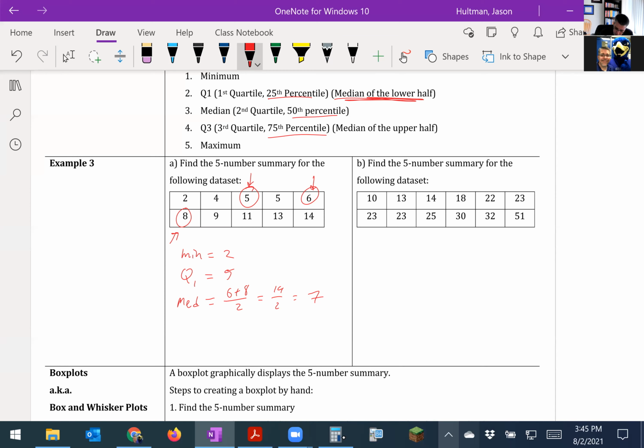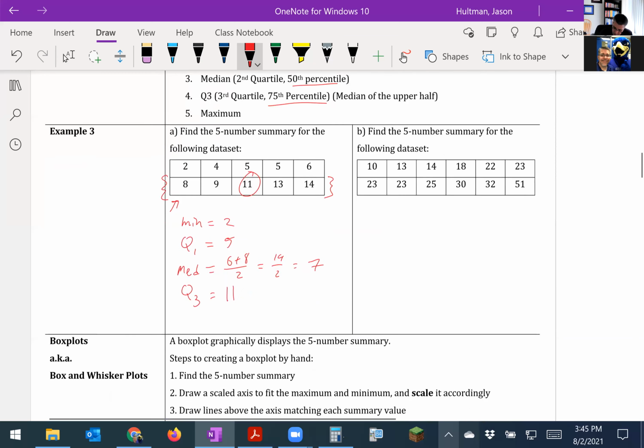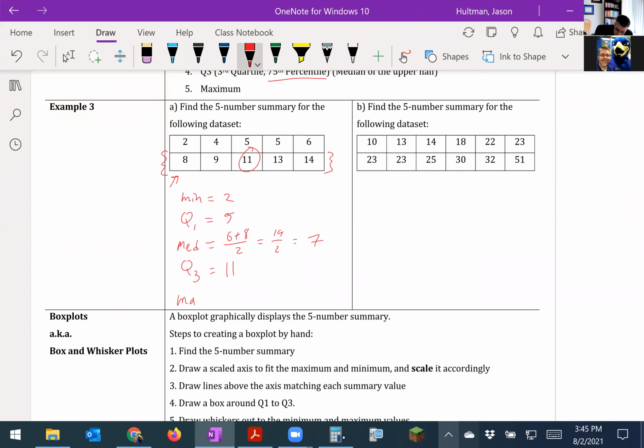Okay, what about Q3? What's the middle of the upper half? Here's the upper half. What's the middle of the upper half? Well, it's 11. The middle of the upper half is 11. And so now we just want the maximum. The maximum value was 14. So there's our 5-number summary. And later on, this is going to help us create something called a box plot.